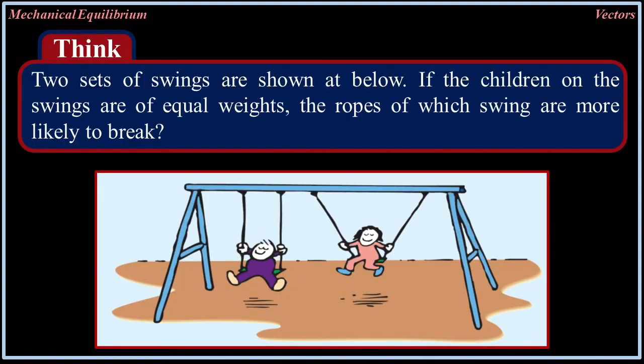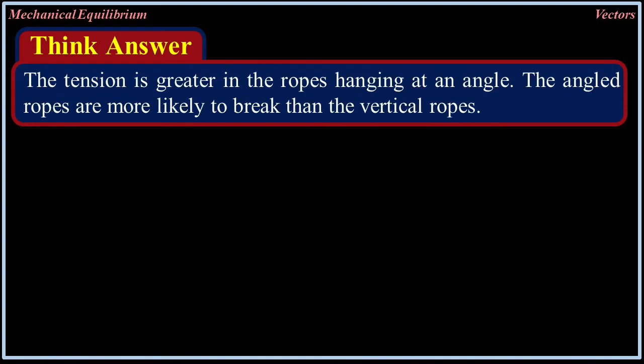Two sets of swings are shown below. If the children on the swings are of equal weights, the ropes of which swing are more likely to break? The tension is greater in the ropes hanging at an angle. The angled ropes are more likely to break than the vertical ropes.